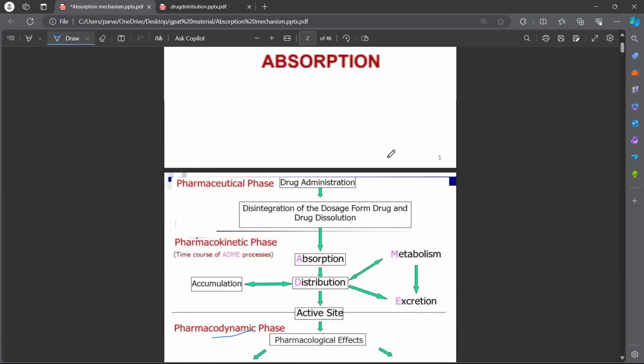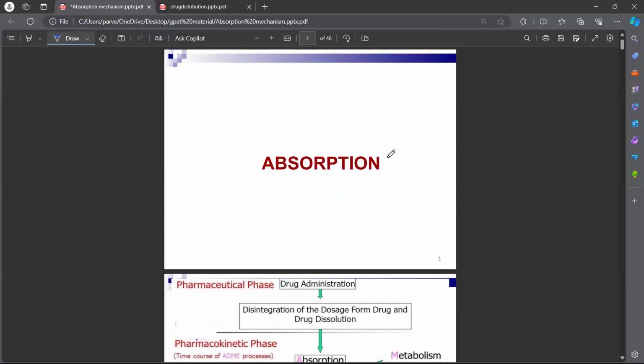Can anyone tell me what percentage of absorption occurs when the drug is administered via IV? Come on, guys. 100%. Great, guys. Because whenever we administer the drug via IV, there is no so-called step of absorption. The drug directly enters the systemic circulation.